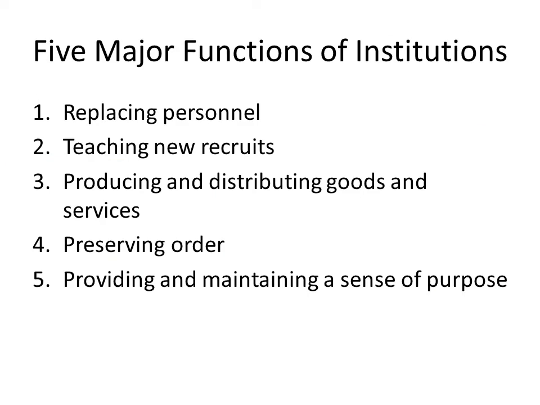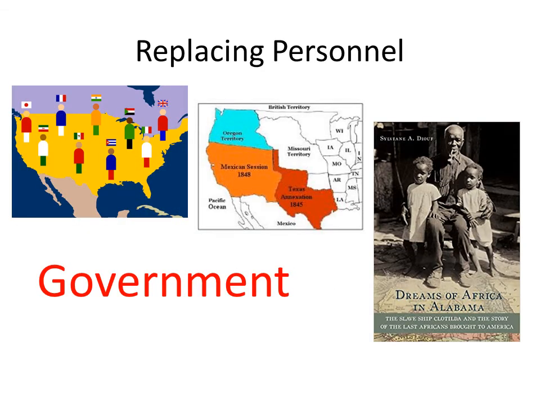Now, there are 5 major functions of institutions, and these are replacing personnel, teaching new recruits, producing and distributing goods and services, preserving order, and providing and maintaining a sense of purpose. So the first function is replacing personnel. And how do we replace personnel?